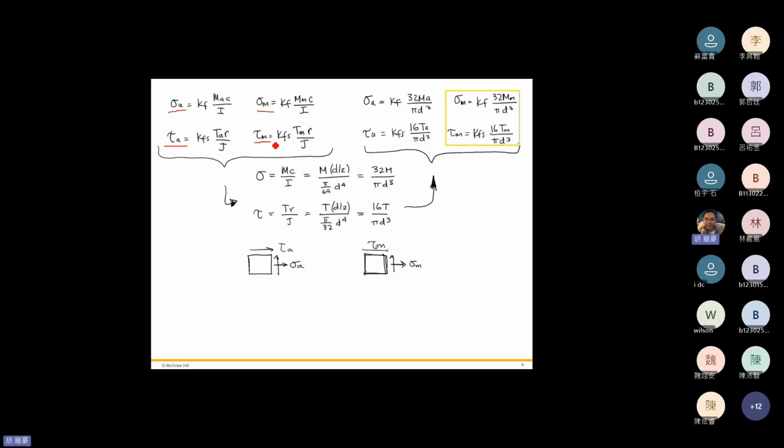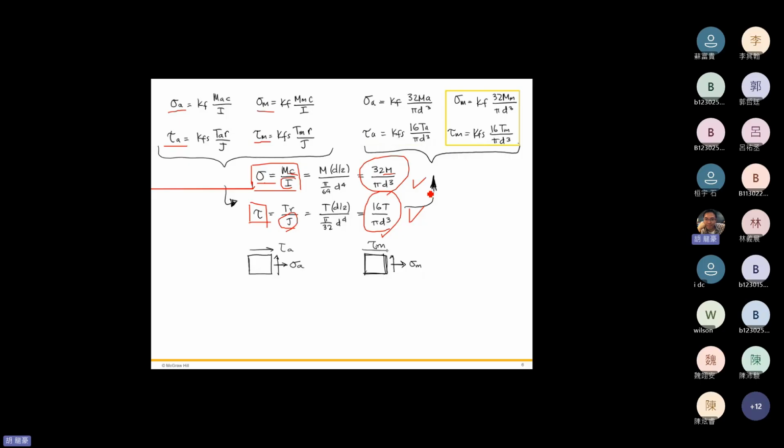What's this bending normal stress? Sigma equals MC over I, where C is the distance from the neutral axis to the surface and I is the second moment of inertia. So the bending stress equals 32M divided by d cubed. The shear stress from the torque equals TR over J, torque times the radius over the polar moment of inertia. So we figure out the normal stress and shear stress.